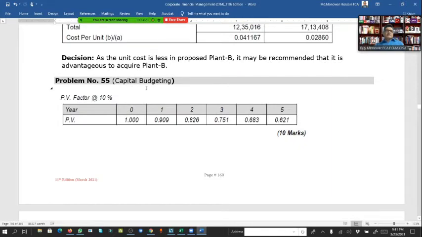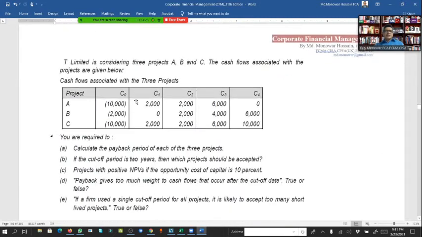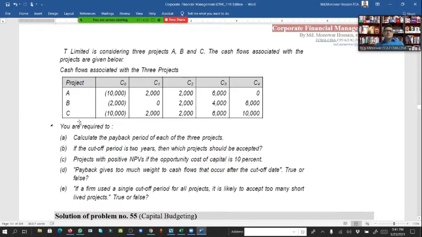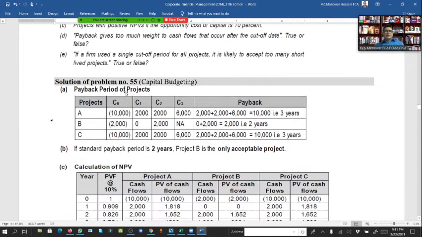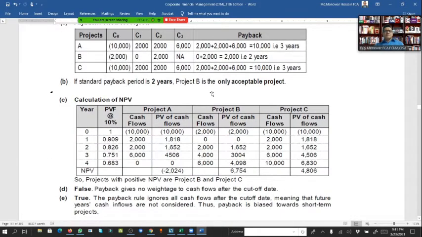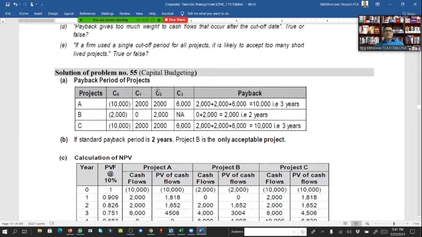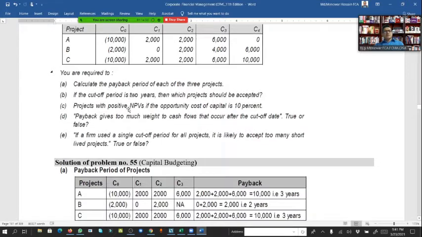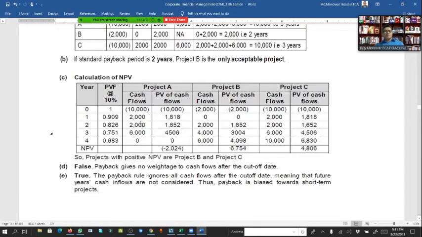Also within capital budgeting, here is another question, probably 10 marks. So here 3 projects, and the capital is given, and we calculate that. Here 5 items have to be solved. Calculate the payback period of each of the 3 projects. The cut-off period is 2 years. Then which project would be accepted. So different ways of calculating here.